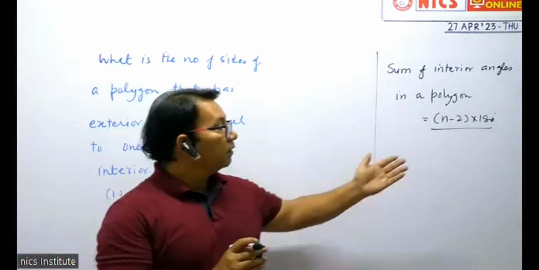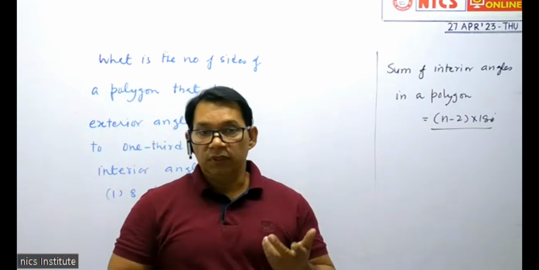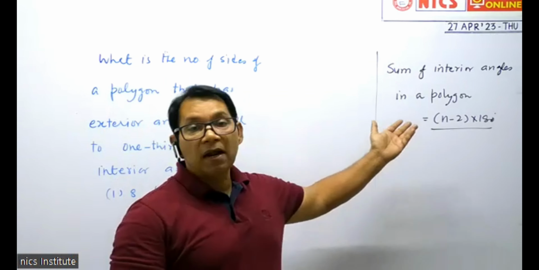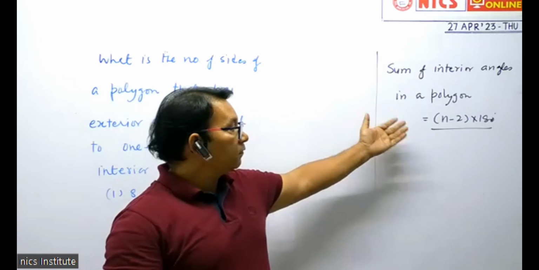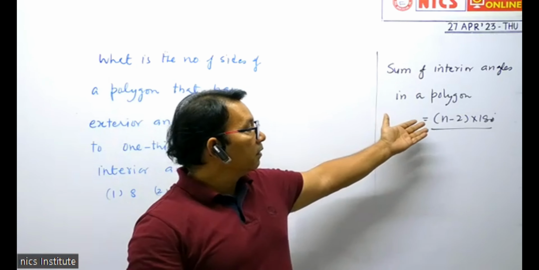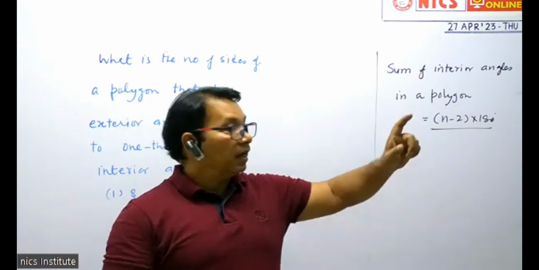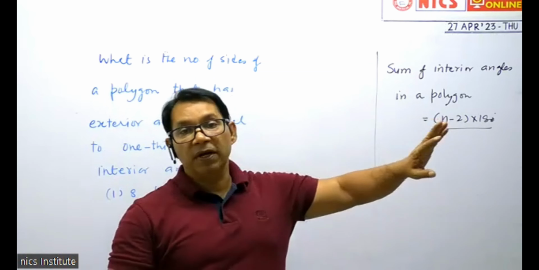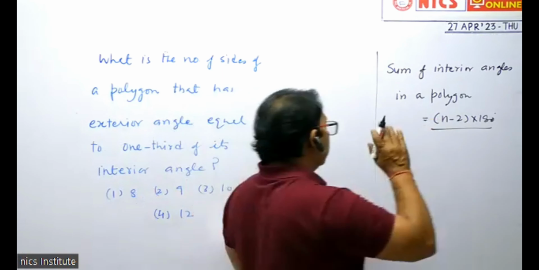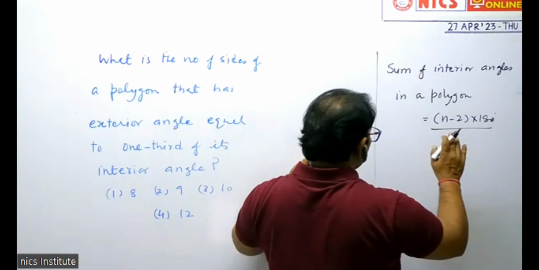If n is 3, triangle, 180, you know this. If n is 4, quadrilateral, 360. N is 5, pentagon, will be 3 into 180, 540. Hexagon, n is 6, will be 720. So whether it's regular or irregular, it will be the same answer.